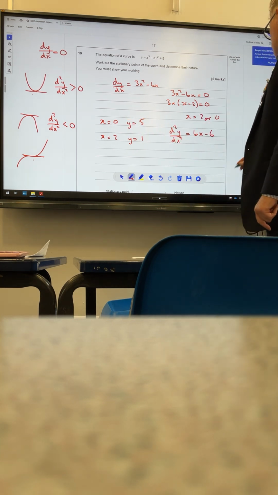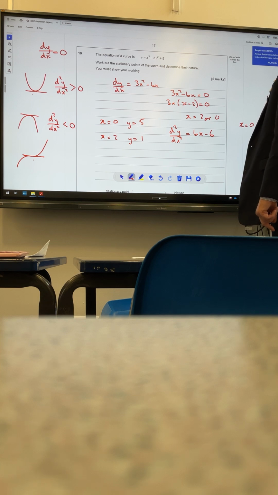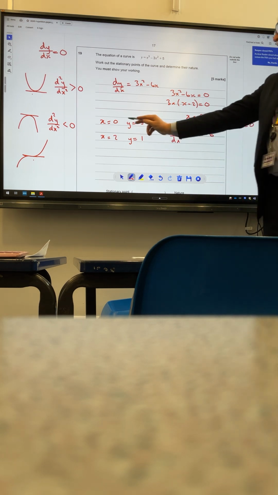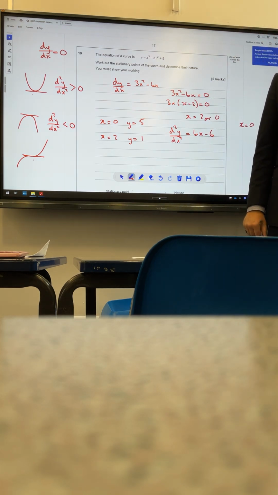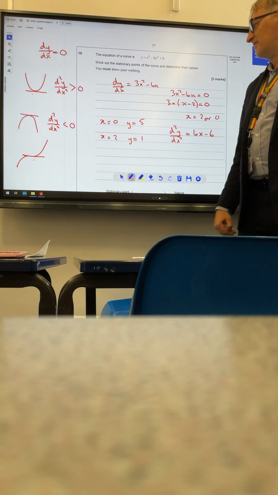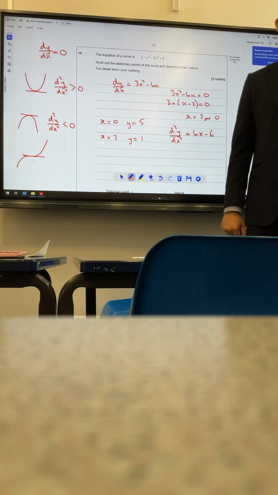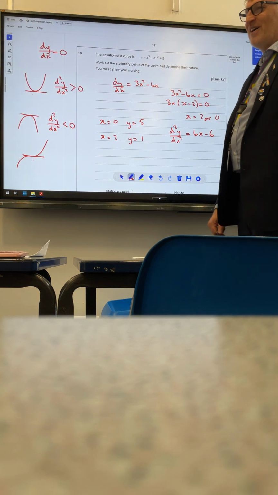So, when we put x as naught in, are we happy that the second derivative is going to be minus 6? Yes. And because it's minus 6, that means that point, 0, 5, is a maximum. Doing so well here. And then when we put x equals 2 in, we get the second derivative being 6. Yeah. And so therefore, it's a minimum. Max. Minimum. Minimum.